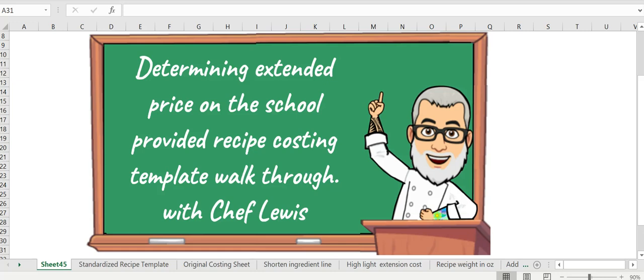I have a recipe card template filled out, and I'm going to walk you through how to determine the extended price on the school provided recipe costing template. Let's get started.